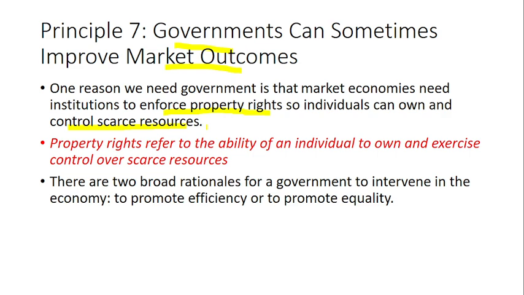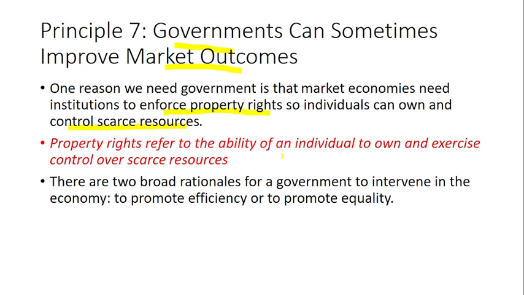So rights of individuals, rights of producers, rights of consumers, and those rights can be safeguarded only by the government. So government is very necessary. What is property right? Property rights refer to the ability of an individual to own and exercise control over scarce resources. If I have a right over the resources, it does mean that I own the resource. Nobody will question me and I exercise my control over those resources.